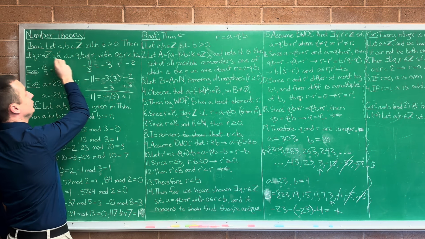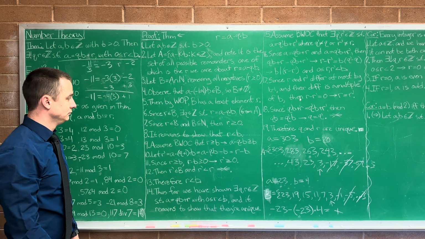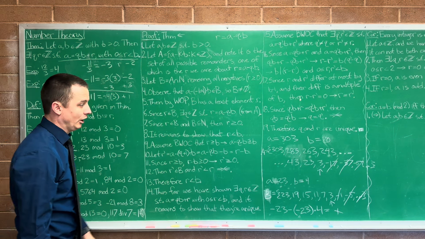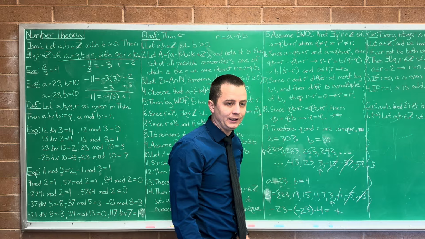What's the last piece of the puzzle we need? You have to show that R is less than B. That's the last thing I now need to show. I need to show that if you did grab the smallest thing in there, it couldn't have been bigger than 20.